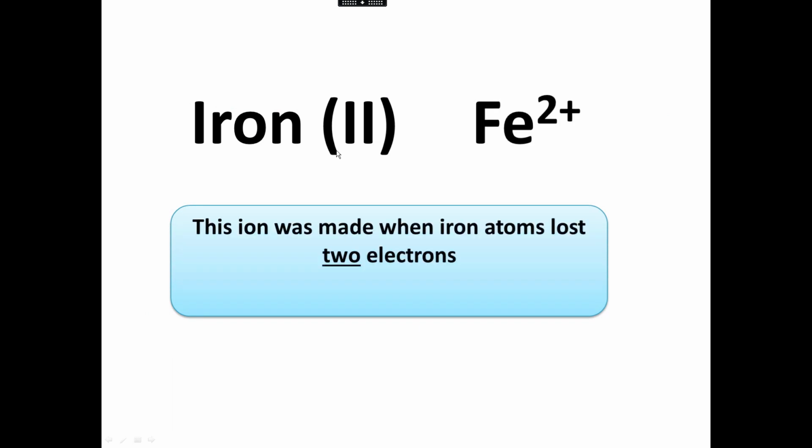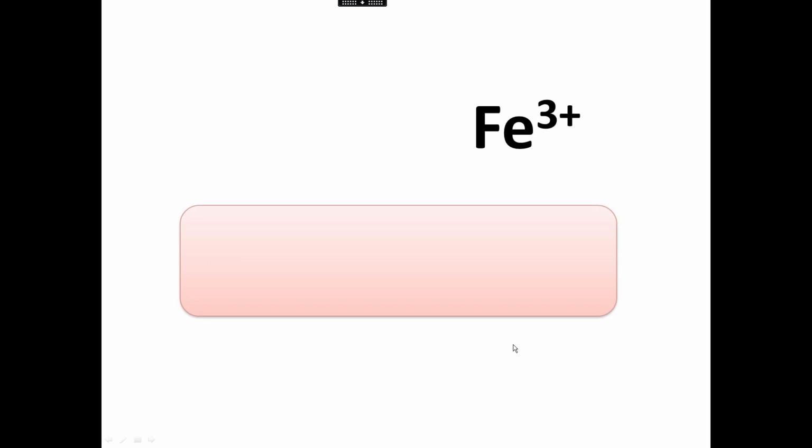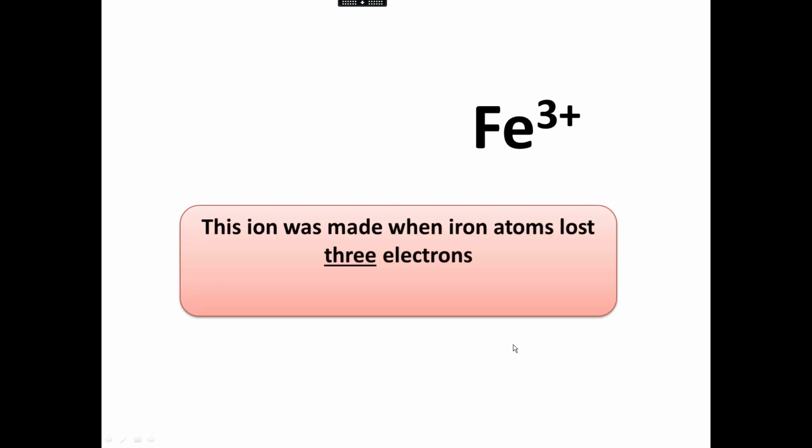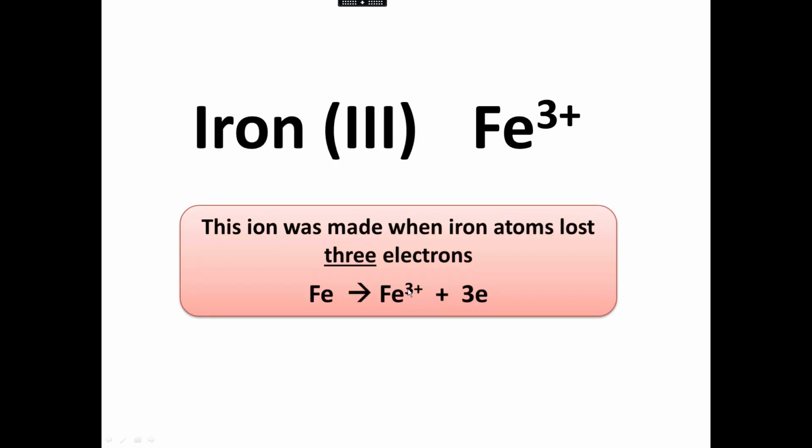Okay, so this version of iron was made when iron atoms lost 2 electrons to form Fe2+, and we name it iron(II) with Roman numerals. Here's another way of representing that with a half equation. Iron can react to form Fe2+, and it also forms 2 electrons when iron loses 2 electrons. But iron(III), Fe3+, is made when iron loses 3 electrons.